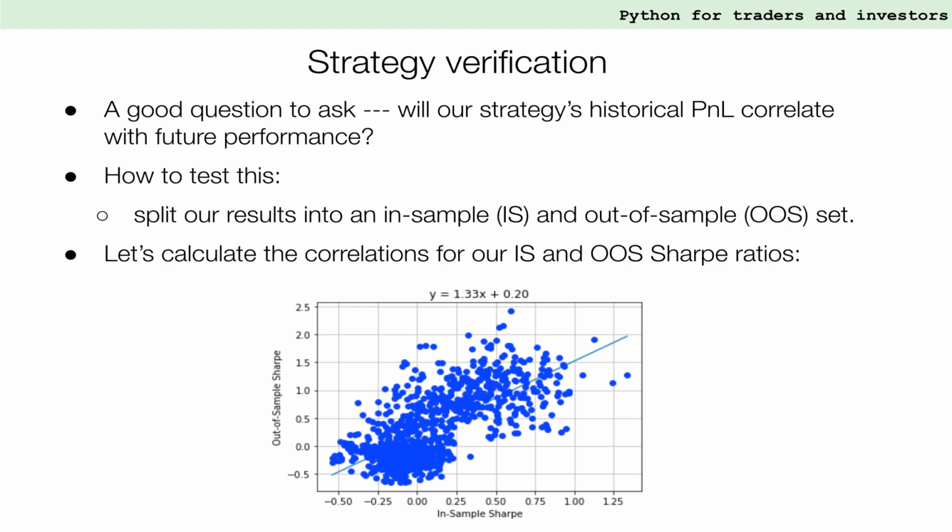The way to do this is to split our results into an in-sample and out-of-sample set. But rather than finding the best in-sample set and test if it also works on the out-of-sample data, we correlate all in-sample results with all out-of-sample results, regardless of their performance. This way, we don't throw away any useful information and get a much better overall indication if the strategy has any merit. This figure shows the correlations for our in-sample and out-of-sample Sharpe ratios.